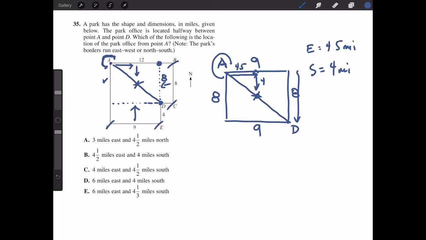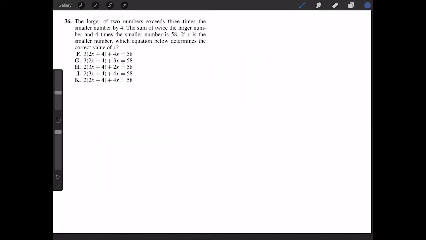So scanning your choices, you can see that choice B is correct: 4.5 miles east and 4 miles south. Notice that C is incorrect because it's asking you to walk 4 miles east, which is not the 4.5 that we need to travel. So you would actually end up walking a little bit less, and then south 4.5 miles, which would put you somewhere here, not the location of the office. So be careful with that.